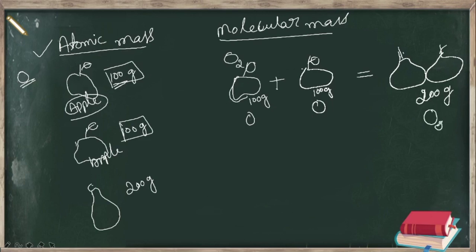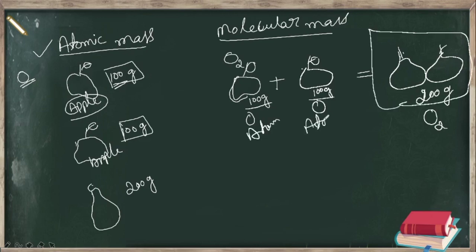That is O2. See, this is atomic mass. This is atomic mass. But when they combine together, then they make what? Molecule. This is an atom. This is an atom. But this is a molecule. This is atomic mass. But when they combine together, it becomes a molecule and it gives us molecular mass. Clear?